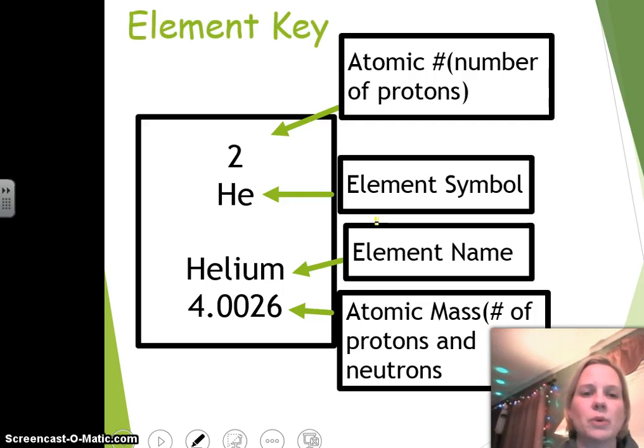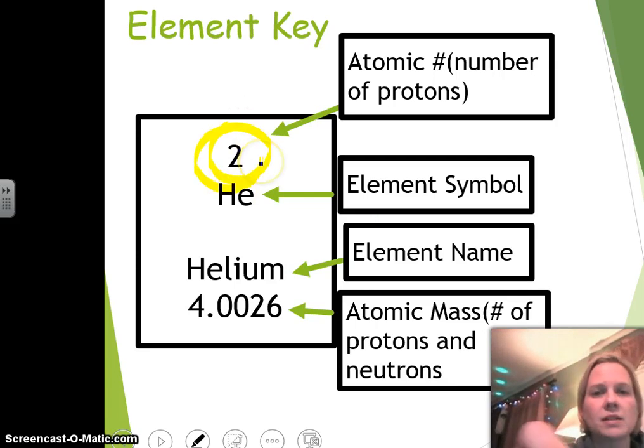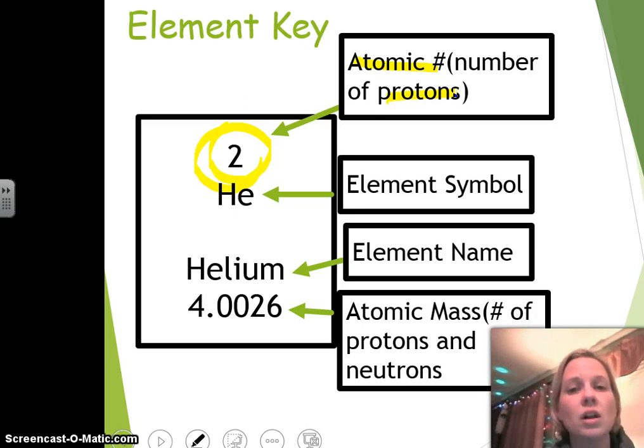All right, so now let's look at this element key. We need to be able to identify these different pieces in order to understand where these numbers are coming from. Up at the top, right up here, that is my atomic number, which is the number of protons. It is also the same as the number of electrons. So for helium, protons are 2, electrons are 2.